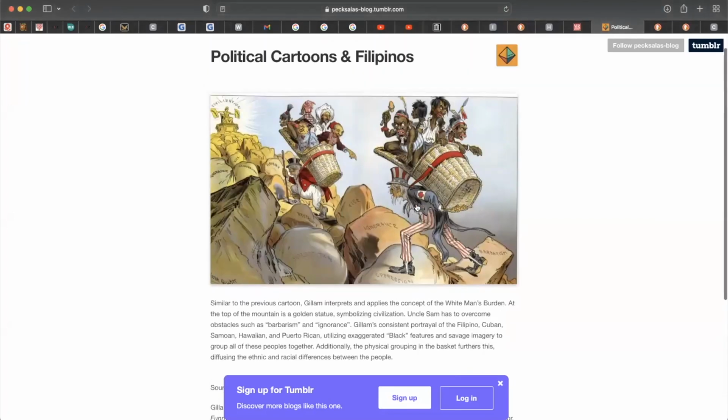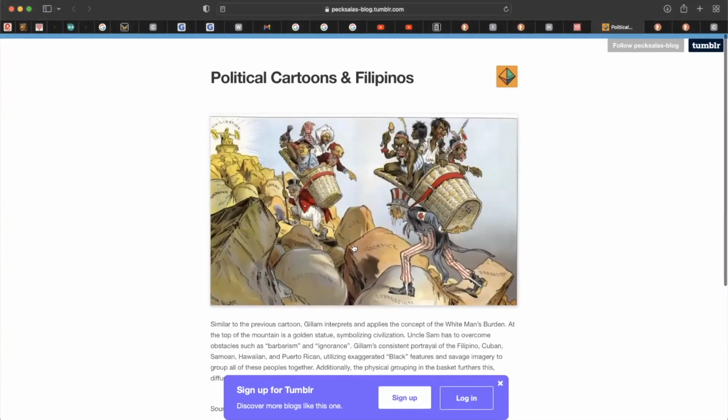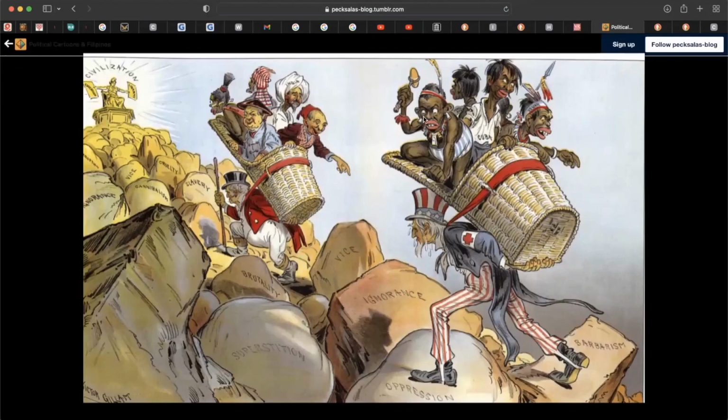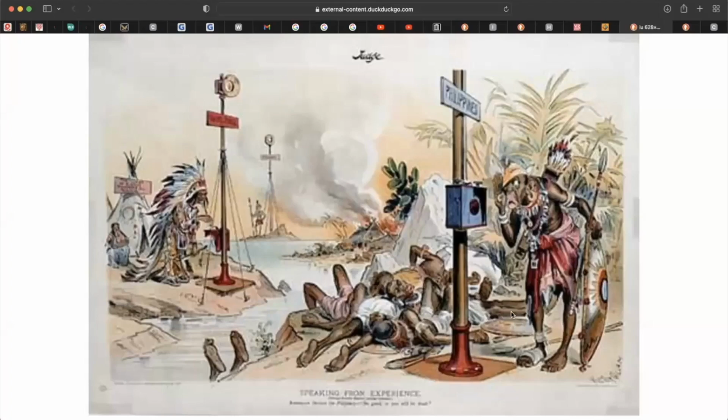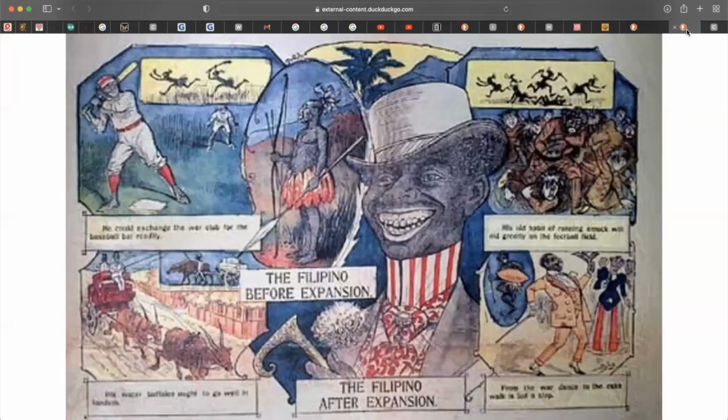There's another one here. It says political cartoons and Filipinos. And this one right here is the Filipinos. You can see in his feathered headdress or whatever that is from his head. Then you got Hawaii, Cuba, right? Very racist. But see how they're depicting, because they knew, right? The original Filipinos. Here's another one. It says Philippines and it shows this guy right here. Again, not Africans. These are not Africans.